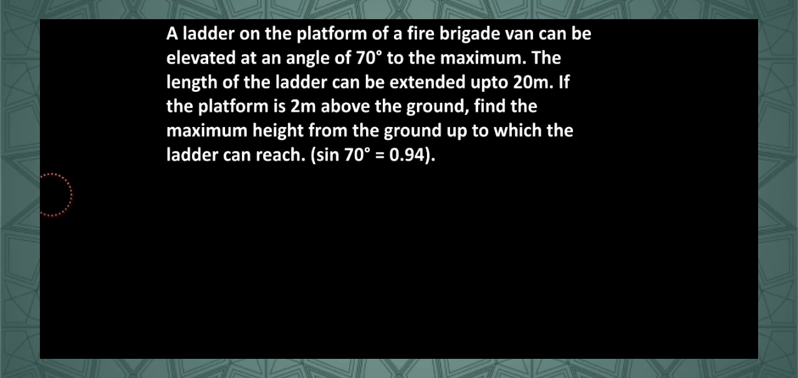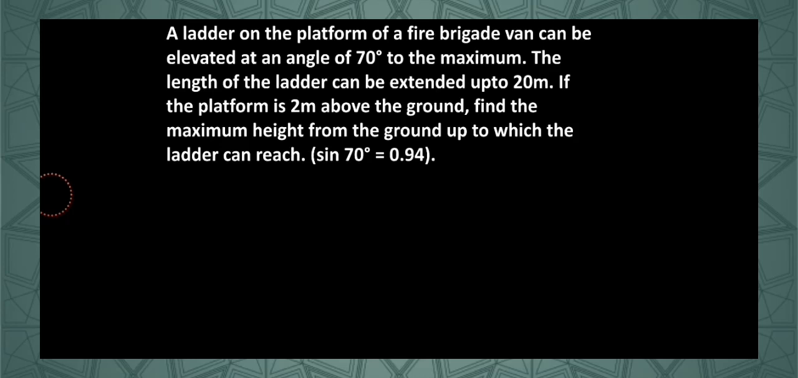The question says a ladder is on the platform of a fire brigade van which can be elevated by an angle of 70 degrees to the maximum. The height of the platform from the ground is 2 meters, and the ladder can be extended up to only 20 meters. I need to find the height from the ground up to which the ladder can reach.